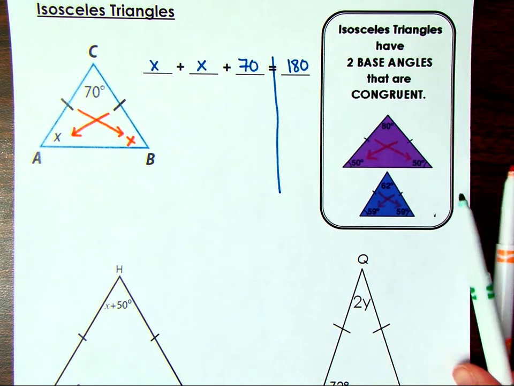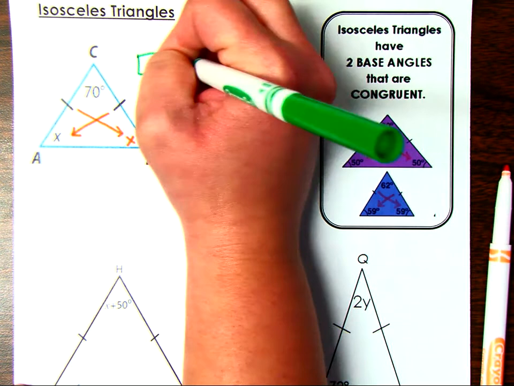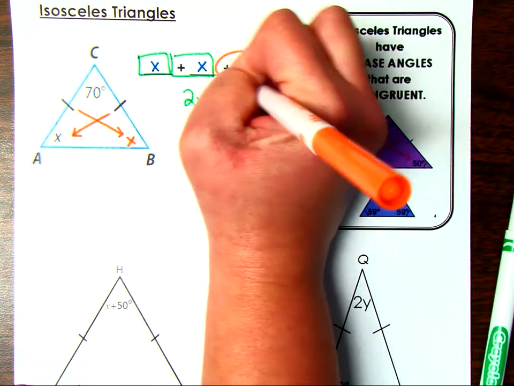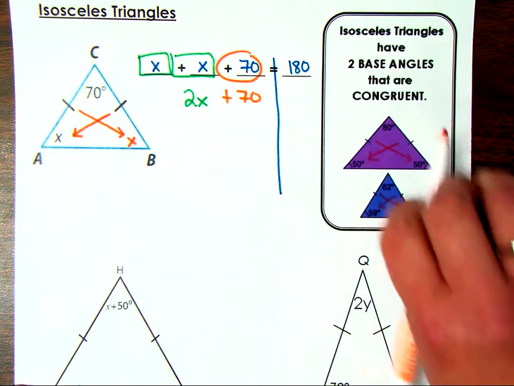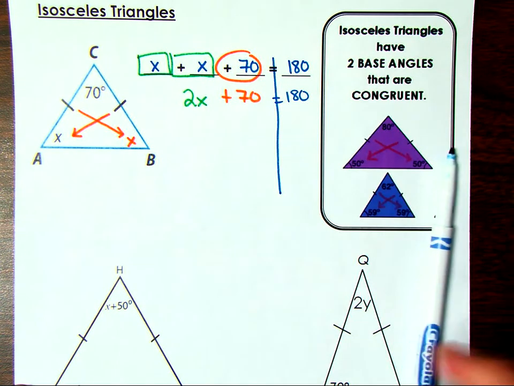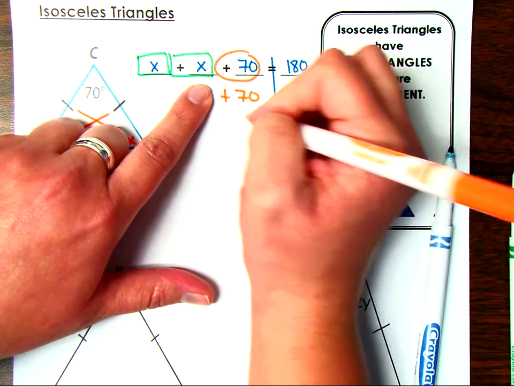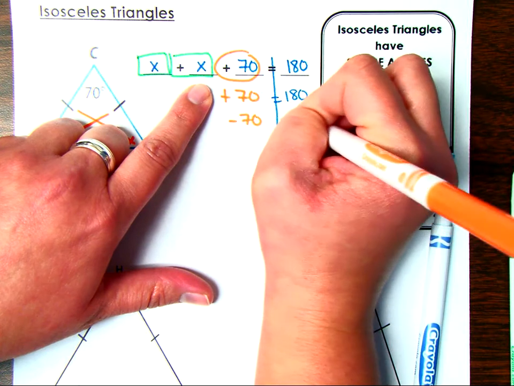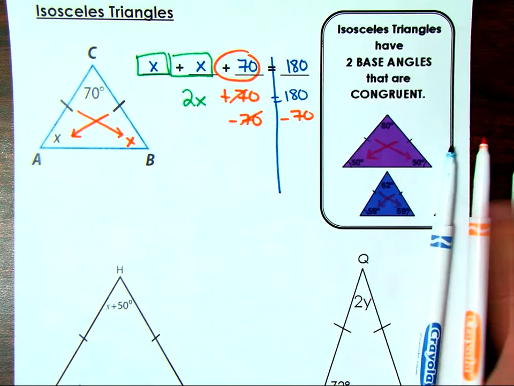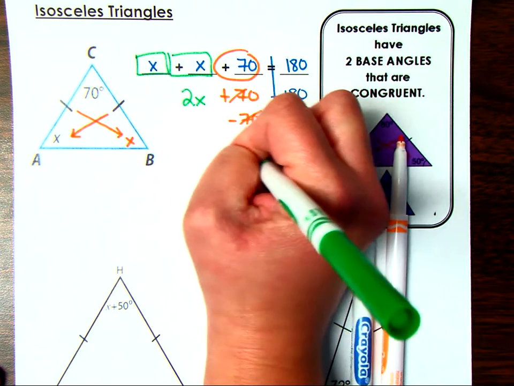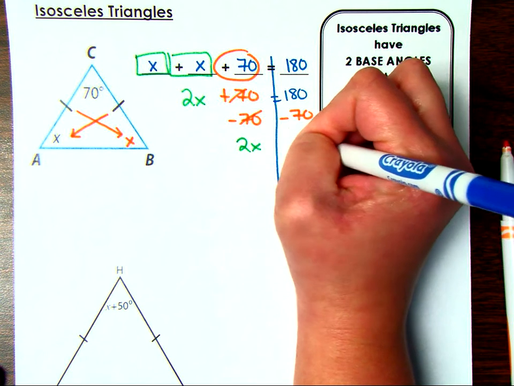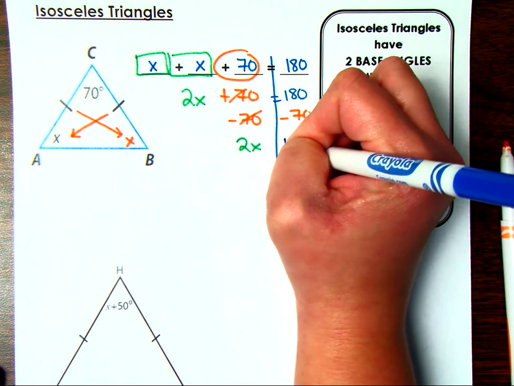Again, we're going to combine like terms. So 1x plus another x is 2x. Then I have the positive 70, so I'll just bring that down, and equal to 180. Okay, want those x's by itself, so the opposite of positive 70 is negative 70, or the opposite of adding 70 is subtracting 70, however you want to think about that mathematically. And then we have 2 x's over here. 0 minus 0 is 0. 8 minus 7 is 1. 1 minus nothing is 1.